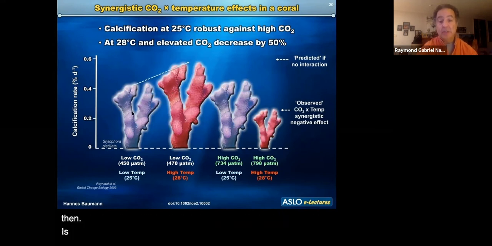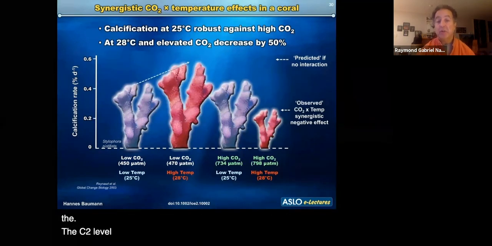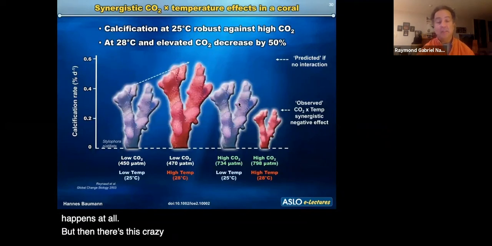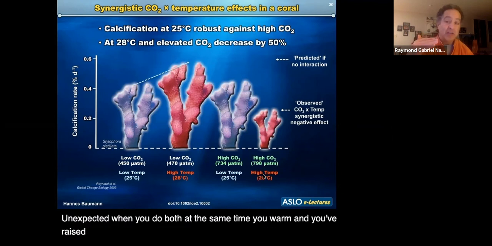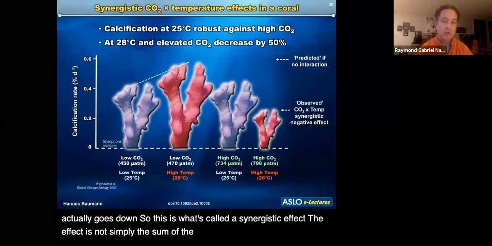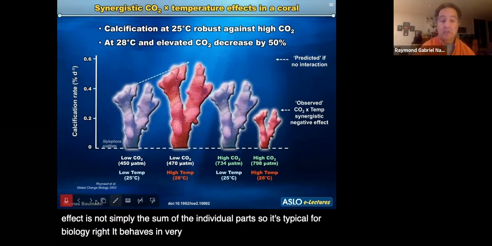And then there's another example. If you just take the coral reef and just raise the CO2 level without changing the temperature, nothing much happens at all. But then there's this crazy thing that happens, which is kind of unexpected. When you do both at the same time, you warm and you raise the carbon dioxide level, the growth rate of the coral actually goes down. This is what's called a synergistic effect. The effect is not simply the sum of the individual parts. It's typical for biology, right? It behaves in very unexpected ways.